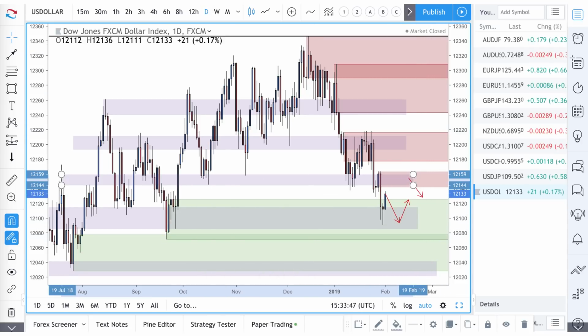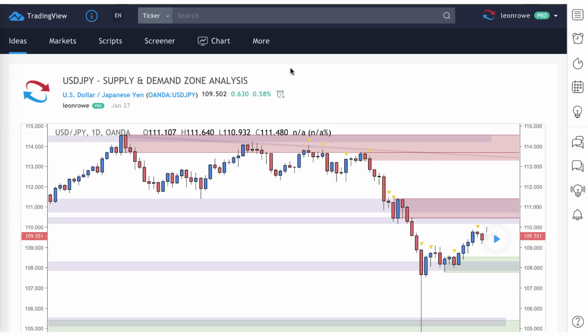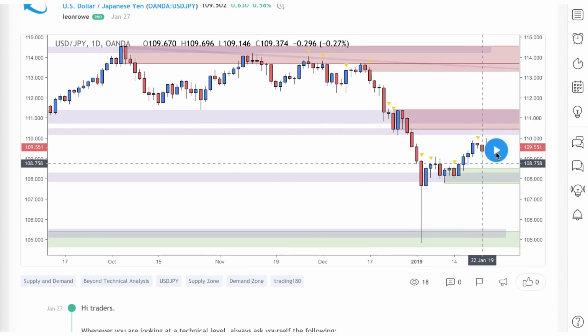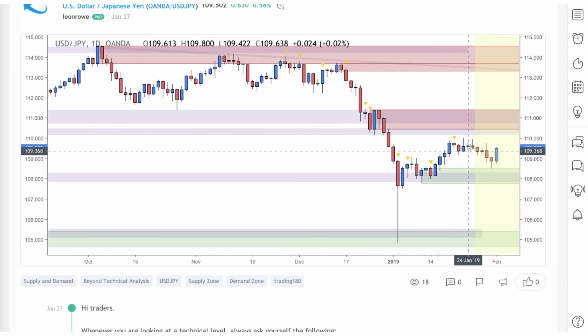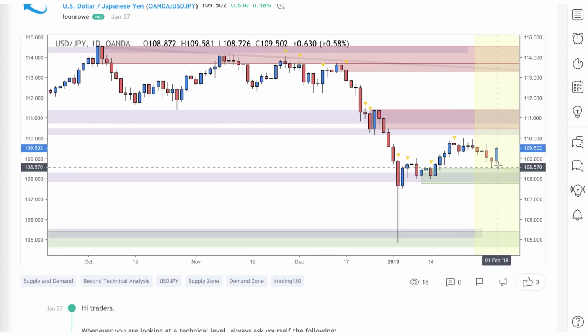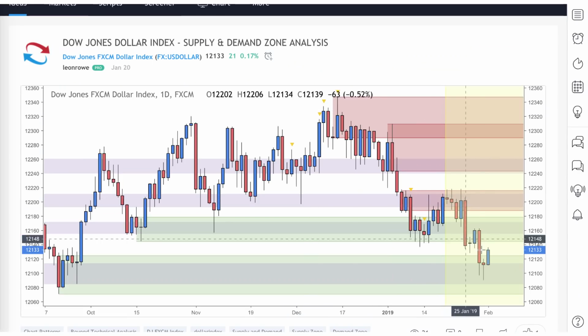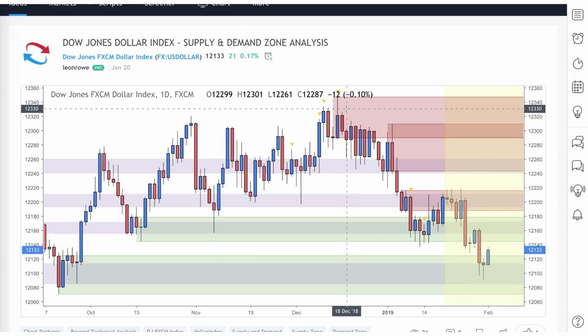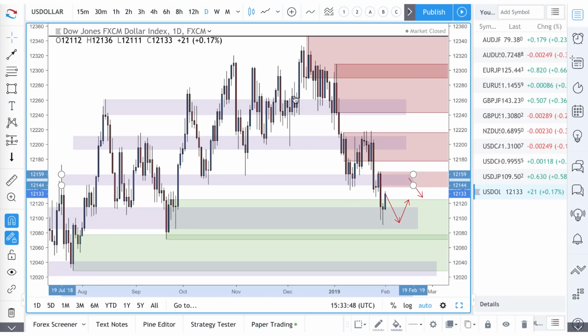So moving on to the dollar yen. Since we last looked at it, we did kind of fall away. It wasn't really at a supply or a demand zone, but on the Thursday we did touch the top end of this demand zone, and then we've bounced up from it. Again, that coincides with dollar strength on the Dow Jones Dollar Index.